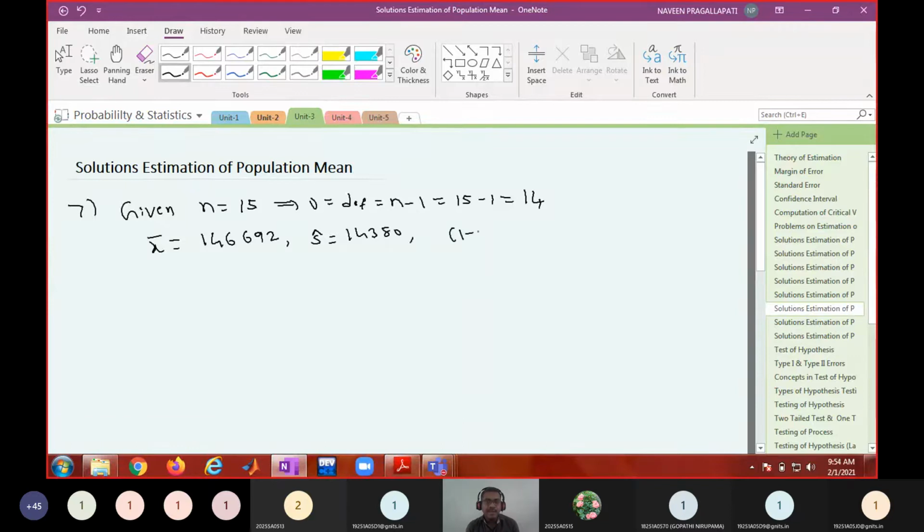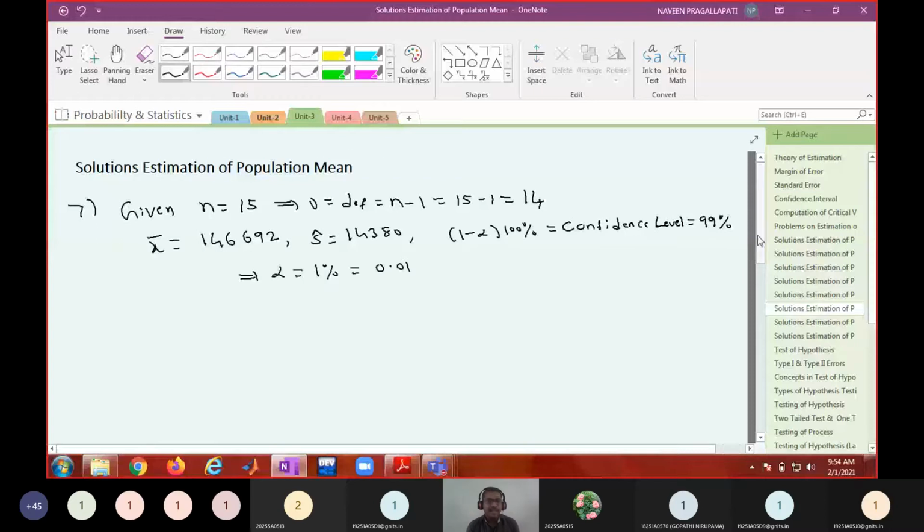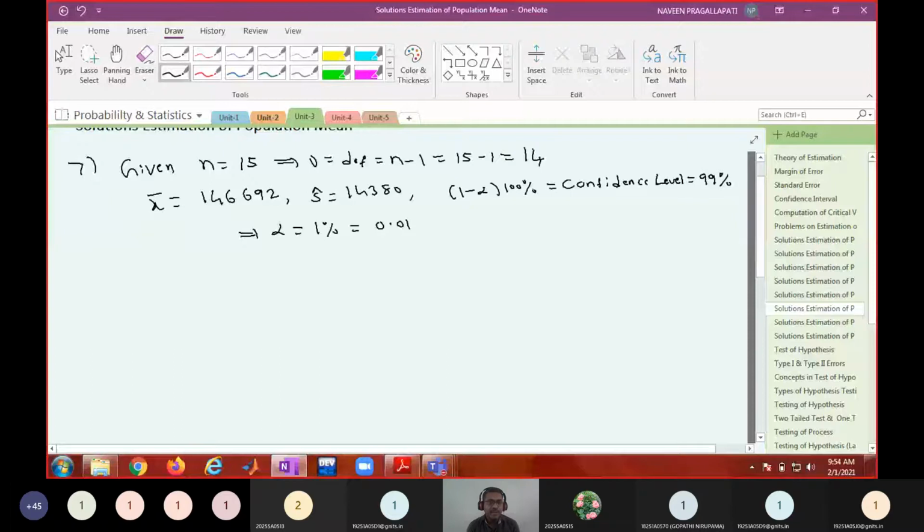So then, 1 minus alpha into 100% is the confidence level, equal to 99%. So this implies alpha is 1%, which is 0.01. So what is the critical value? Therefore, T alpha by 2 comma nu equals T alpha by 2 comma n minus 1, so it is T 0.005 comma 14.